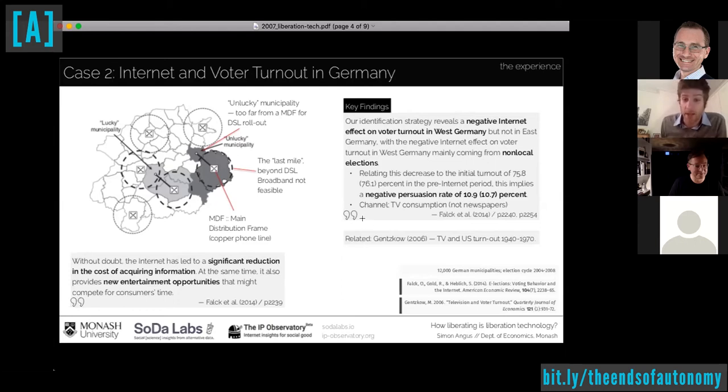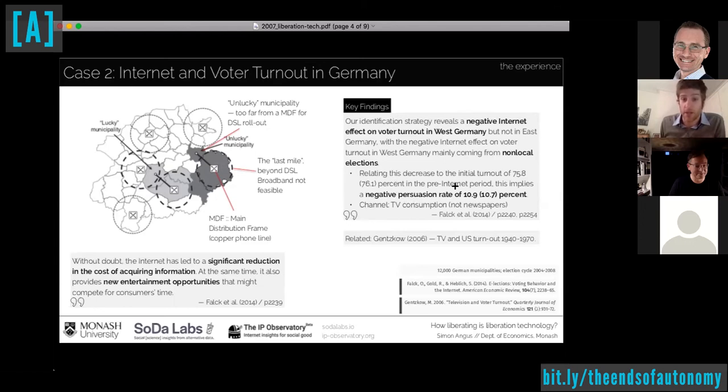What they found is that without doubt, the internet has led to a significant reduction in the cost of acquiring information. But at the same time, it also provides new entertainment opportunities that might compete for consumers' time. And they discover that via having access to the internet in these borderland areas, these treatment areas versus the ones that are included in the internet, there is actually a decline in the voter turnout. And it seems to be relatively strong.